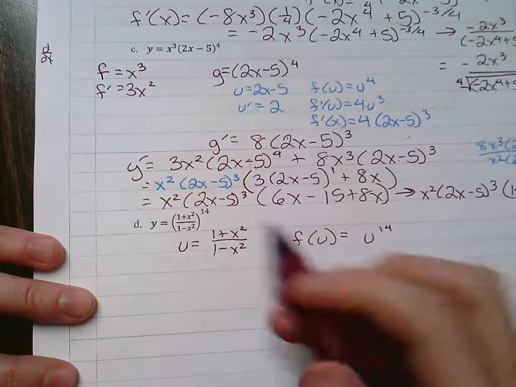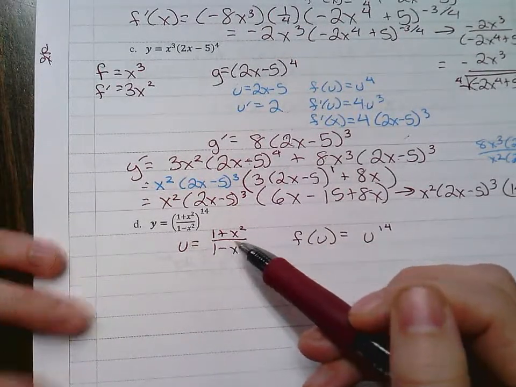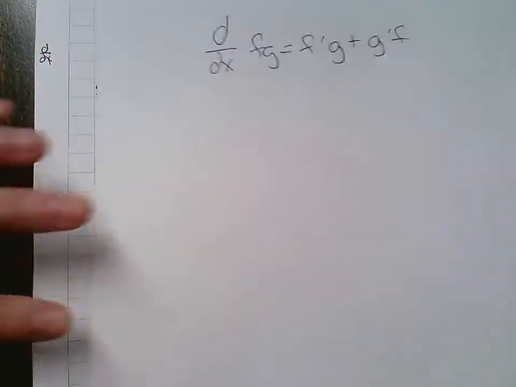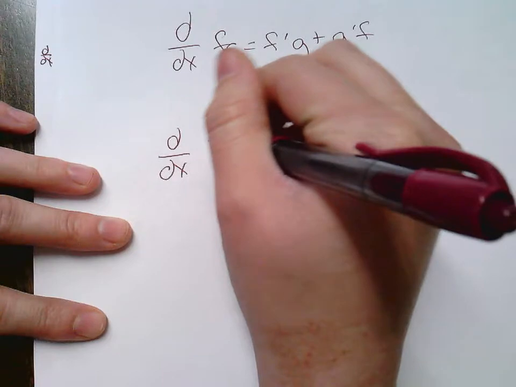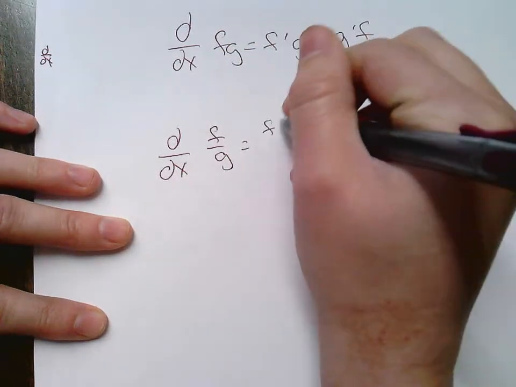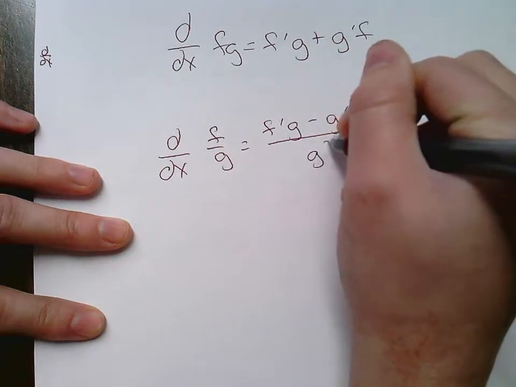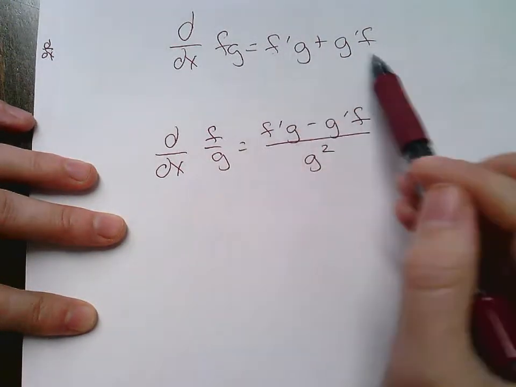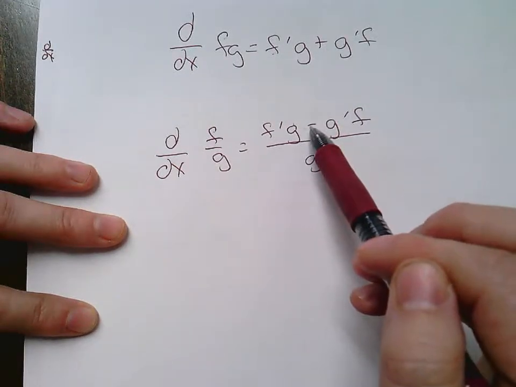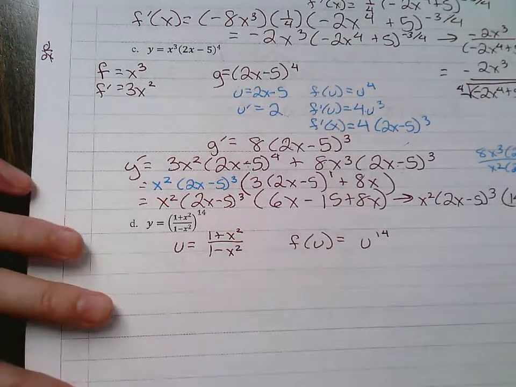Okay. This is done by the quotient rule, okay? Quotient rule, if you can remember, is f prime of g minus g prime of f over g squared. That's the quotient rule, okay? So again, the top is pretty much the same as the product rule. There's just a subtraction sign, and you're over g squared.